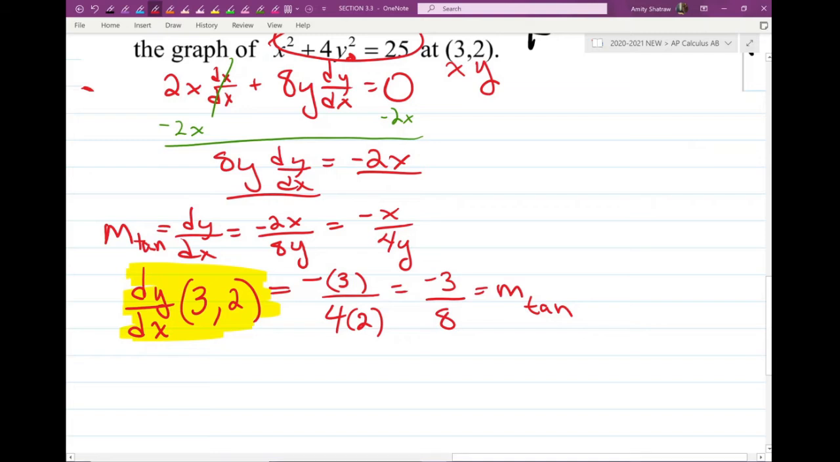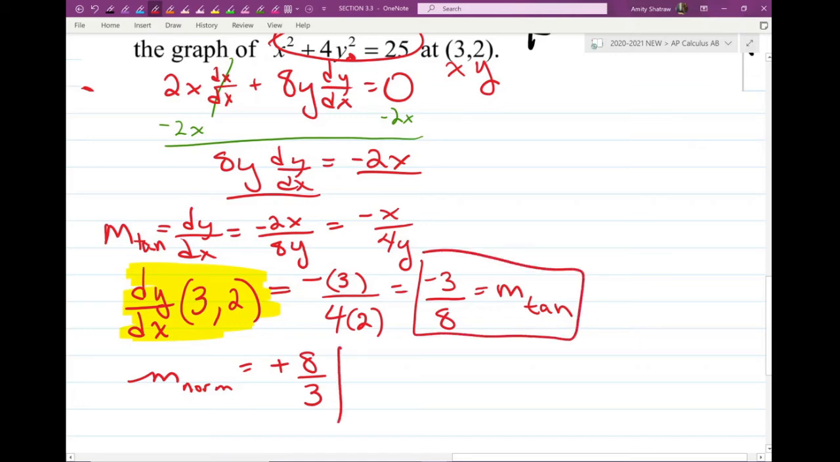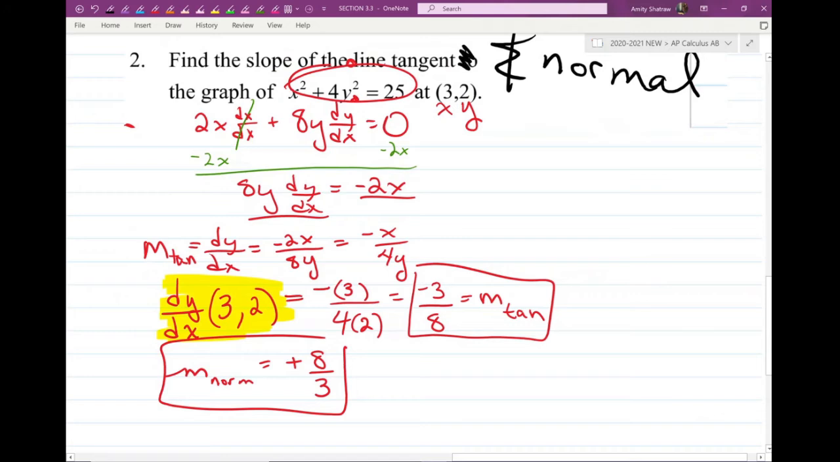How do I find that normal? Well, the slope of the normal, if you want to continue with this notation, would be the opposite reciprocal. So the opposite means that it's going to be positive, and the reciprocal means that it will be 8 over 3. So these are the two pieces that we were looking for in order to solve this problem.